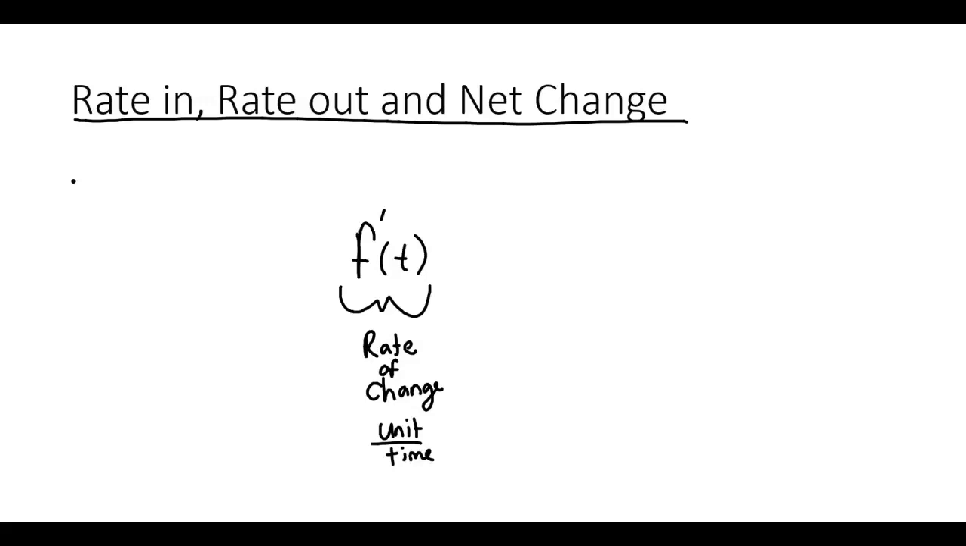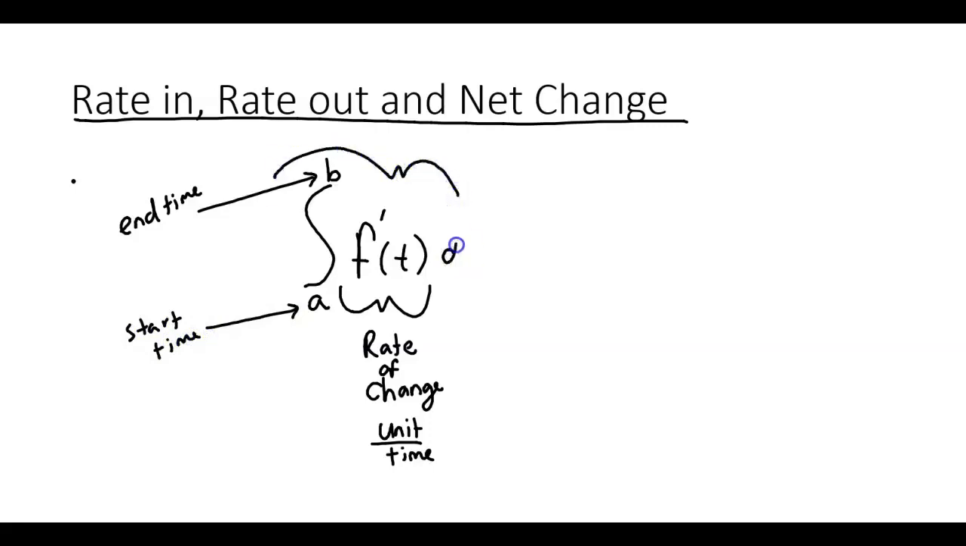Now what we just talked about though in the last slide is that if you integrate this from A to B, where B is your ending time and A is your starting time, what that tells you is your net change in F over the time period A to B. So how much the antiderivative changed over time.